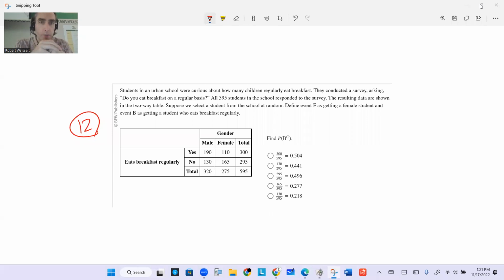Okay, question 12. Students in an urban school were curious about how many children regularly eat breakfast. They conducted a survey asking, do you eat breakfast on a regular basis? All 595 students in the school responded to the survey. The resulting data are shown in a two-way table. Suppose we select a student from the school at random. Define F as getting a female student and event B as getting a student who eats breakfast regularly.